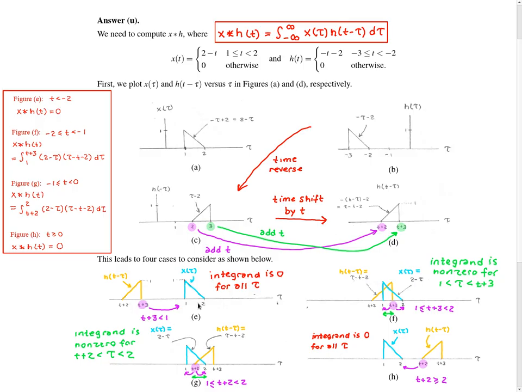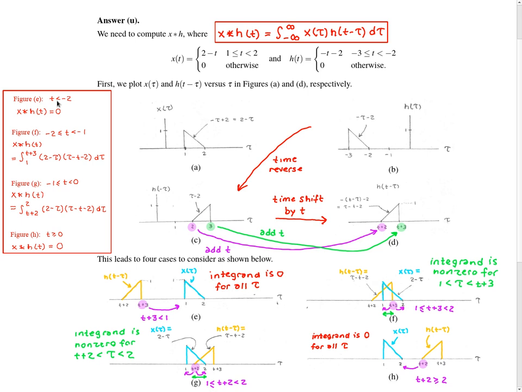Now, the idea that we're trying to capture with this diagram is that the point t plus 3 is to the left of the point at 1. This is what makes it so that the two functions are never simultaneously non-zero, and we end up with a function that's 0 everywhere to integrate. So in terms of an inequality, this means that t plus 3 is less than 1. And we can subtract 3 from both sides of the inequality, and this gives us t is less than minus 2. So in other words, in figure E, for t less than minus 2, the convolution result is 0.